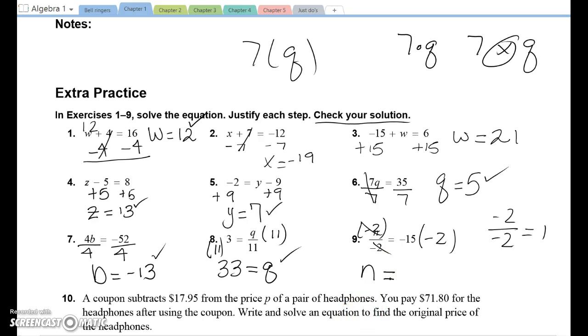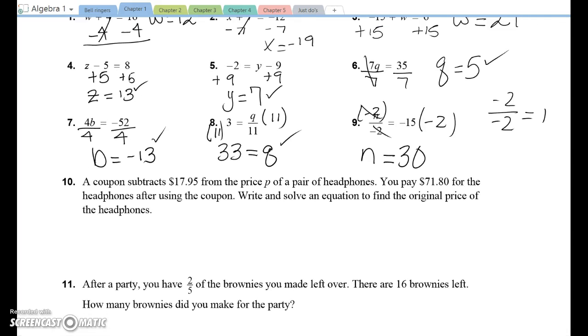Okay, what's negative 15 times negative 2? Gives us a positive 30. Don't forget, a negative times a negative is a positive. All right, you are doing good. We're almost finished here. 11 and 10 and 11, and you are all done.